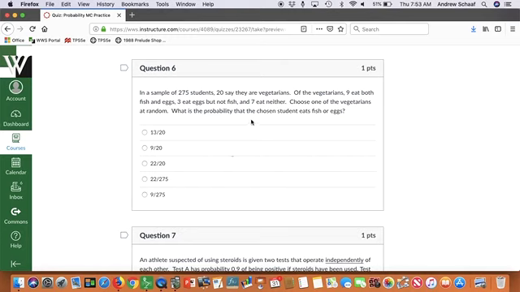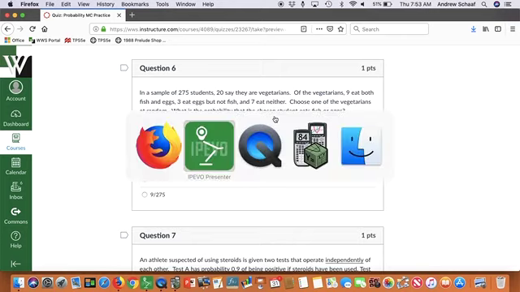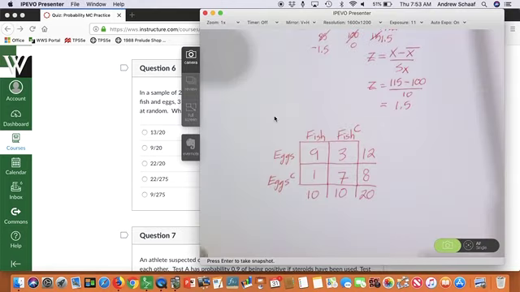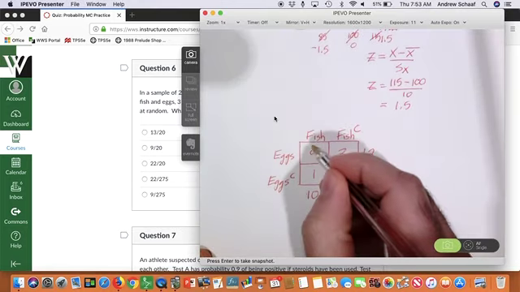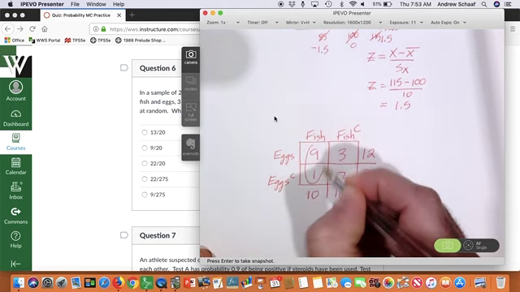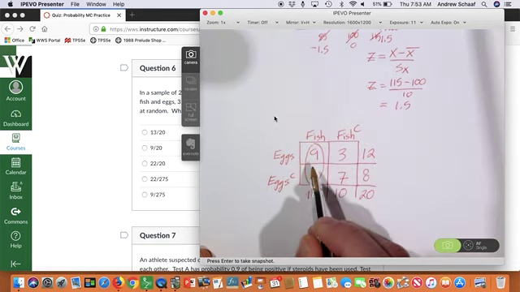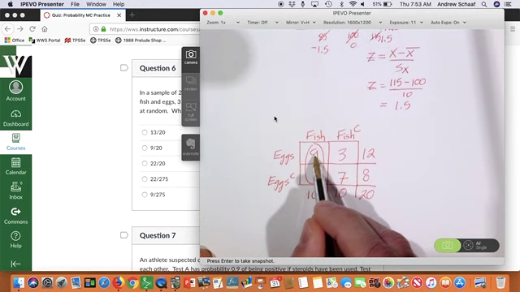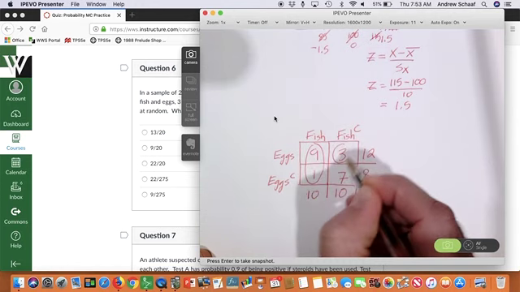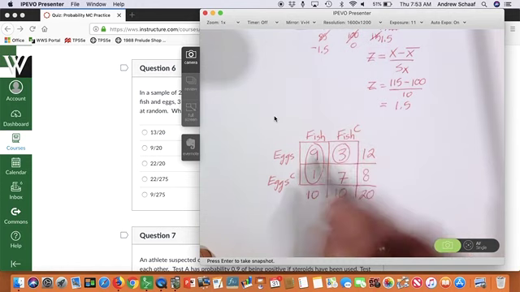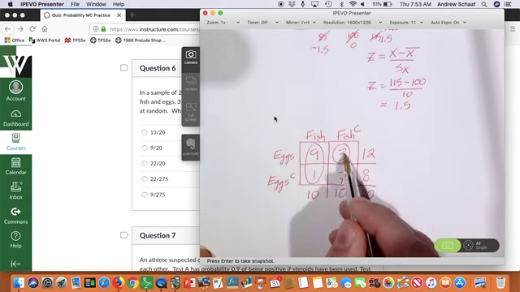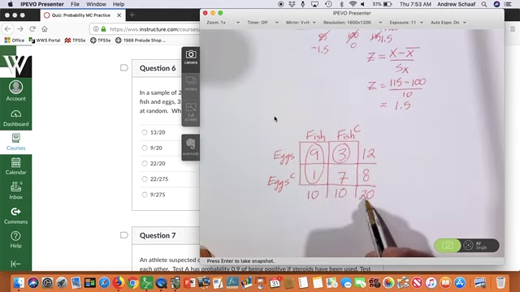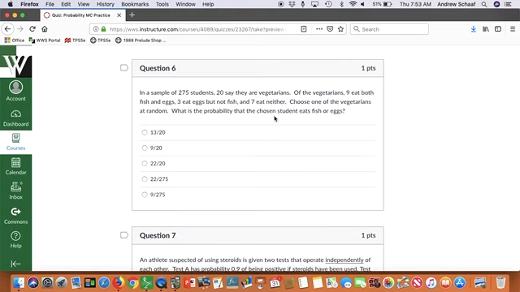So what's the probability that the chosen student eats fish or eggs? No problem. So I want them to be in the fish column. So I want to include these outcomes. And I also want them to be in the egg row. Oh, but I don't want to double count this 9, so I also need to include this 3 right here. So I have 9, 10, 11, 12, 13 observations out of the 20. There we go. 13 out of 20.